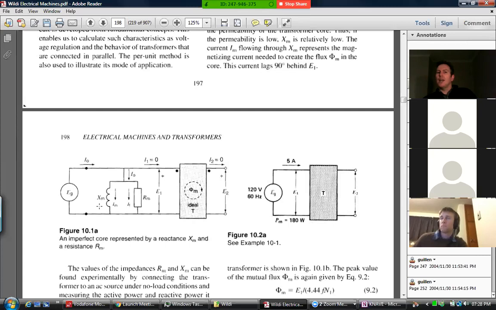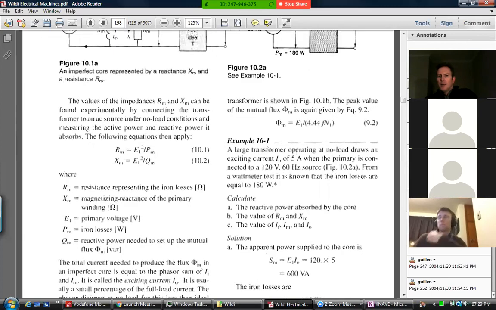This side is using reactive power from the source. This side is using real power. When I say side, I mean the side of this parallel combination. But this all represents what's happening in the iron. It's happening in the actual magnet part of the transformer. Where does this come from? Can you see what that formula is about?